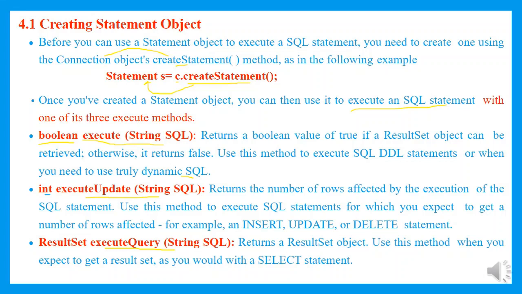Then the executeQuery method. The executeQuery method performs the operation of retrieving a value from the table. Whenever you want to retrieve values from the table, we make use of the executeQuery method. The return value of the executeQuery method will be assigned to the ResultSet interface. The executeQuery method returns a ResultSet object. Using this method, we can accept a result set, and it performs the operation by making use of a select statement.